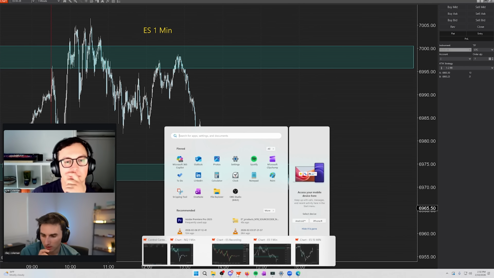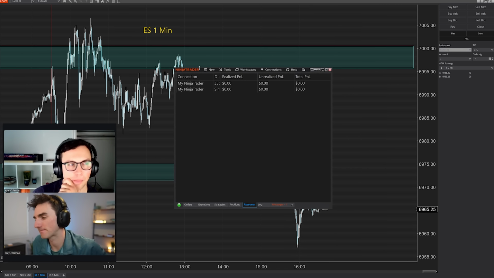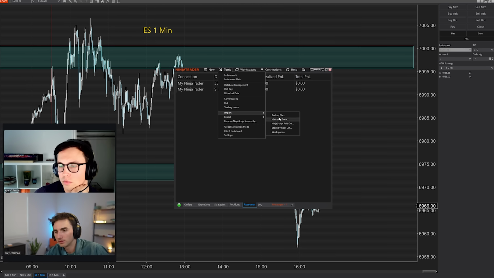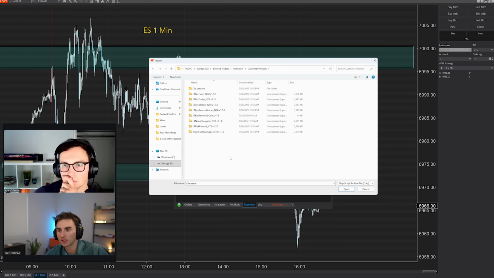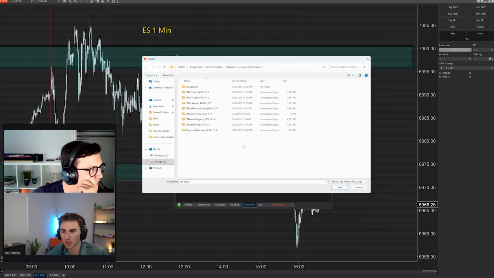To install them, go to your NinjaTrader main control center, then go to Tools, Import, and then NinjaScript Add-On. Then find that zip file wherever you saved it. Don't save it in something like your OneDrive folder, because that messes things up. You want it locally stored on your computer. Then just double click and open the zip file with the import option.